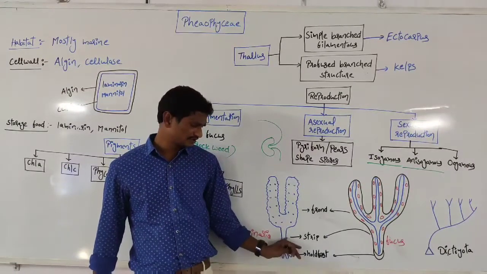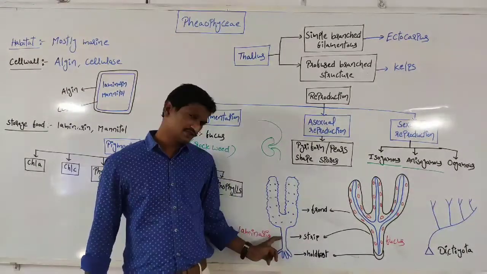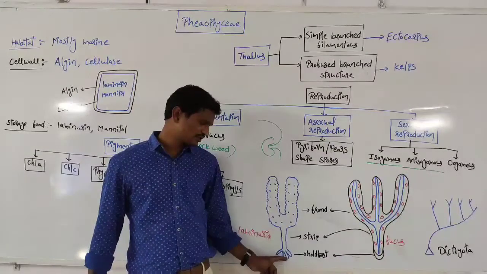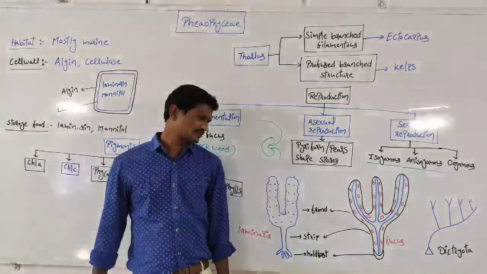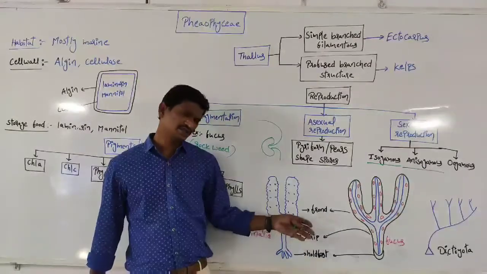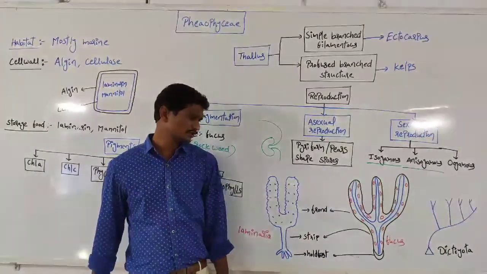This one is the root-like structure. This one is the stem-like structure. This one is stem-like structure. This one is root-like structure. And these are the leaf-like structures. So these are leaf-like structures but not the root structures.